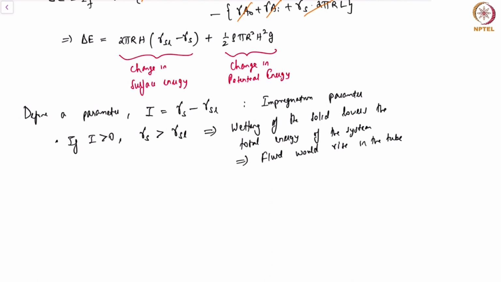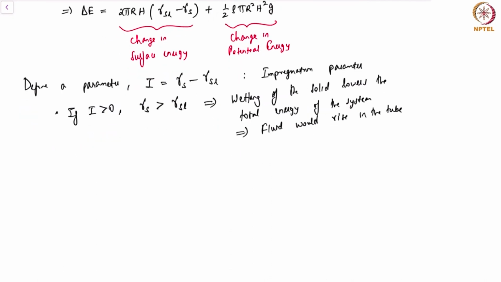And therefore, when the fluid penetrates, or impregnates, into the tube, it is basically replacing some of that energy, what was earlier gamma S times area, with gamma SL times area. Therefore, the overall surface energy is reduced, and fluid rising is favored. The reverse is true when I is less than 0, then the fluid tends to dip into the tube rather than rise up.